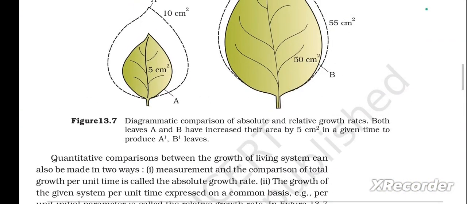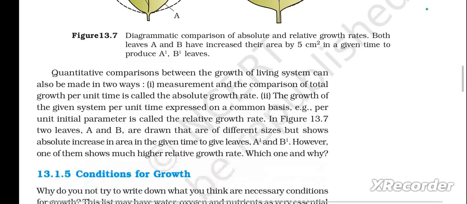Here in the figure we can see 13.7, diagrammatic comparison of absolute and relative growth rates. Both leaves A and B have increased their area by 5 centimeters square in a given time to produce A1, B1 leaves. Quantitative comparisons between the growth of living systems can also be made in two ways. First one, measurement and the comparison of total growth per unit time is called the absolute growth rate. Second one, the growth of the given system per unit time expressed on a common basis, for example per unit initial parameter, is called the relative growth rate.